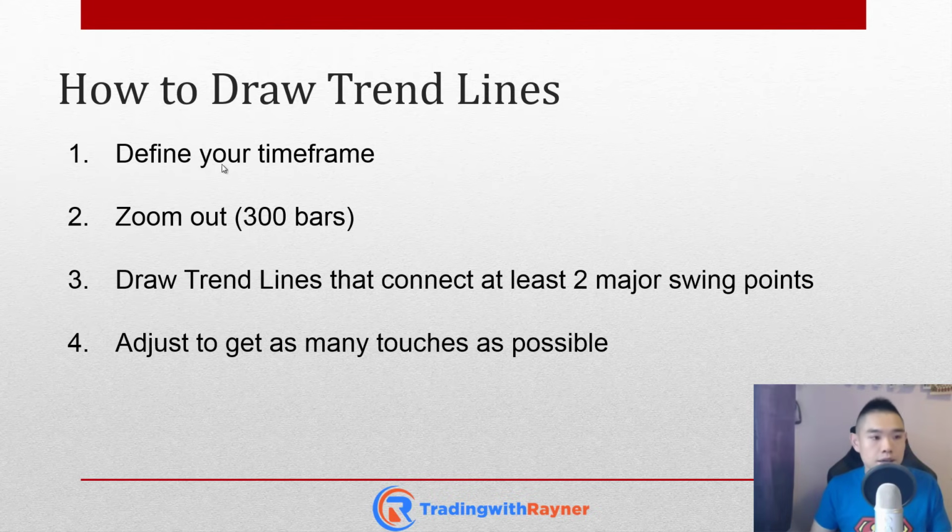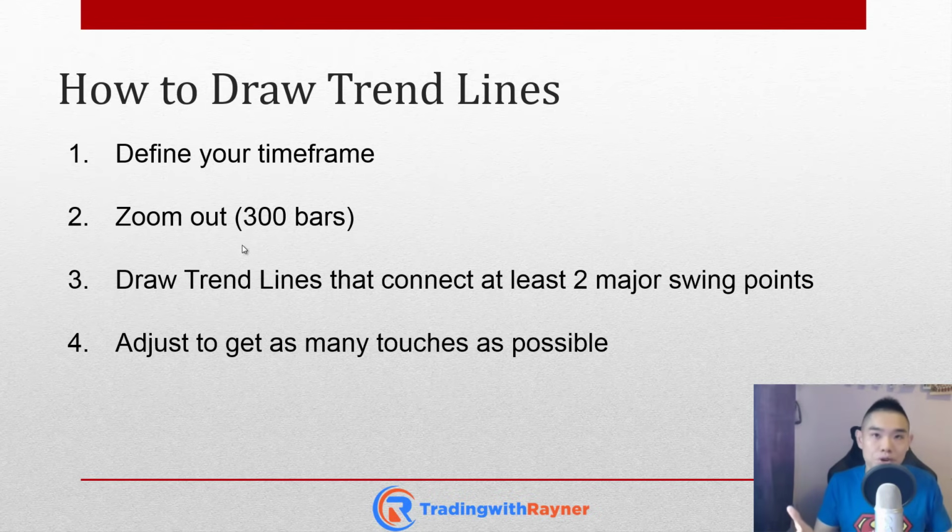Number two, you want to zoom out your charts because when you look at a chart, sometimes it's very easy to get caught up in the current price action, like, what is happening in the now. But if you take a step back, you can see that the price action is much more obvious. So this is why you want to zoom out your charts. You want to see the big picture and where you are in the grand scheme of things. So zoom out can be a little bit subjective, but my advice is to have at least 300 bars on your chart.